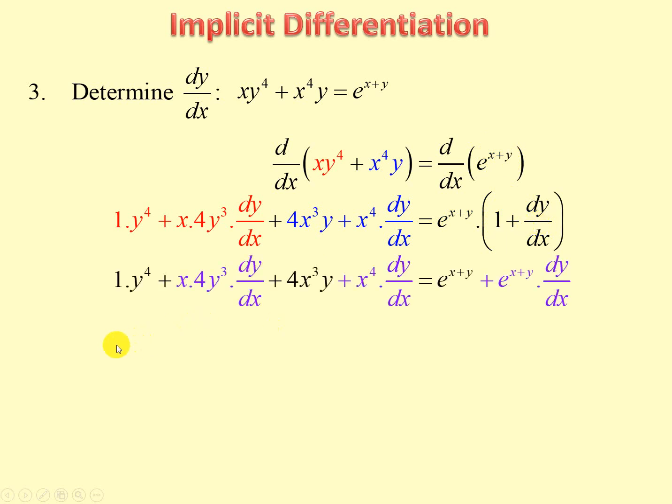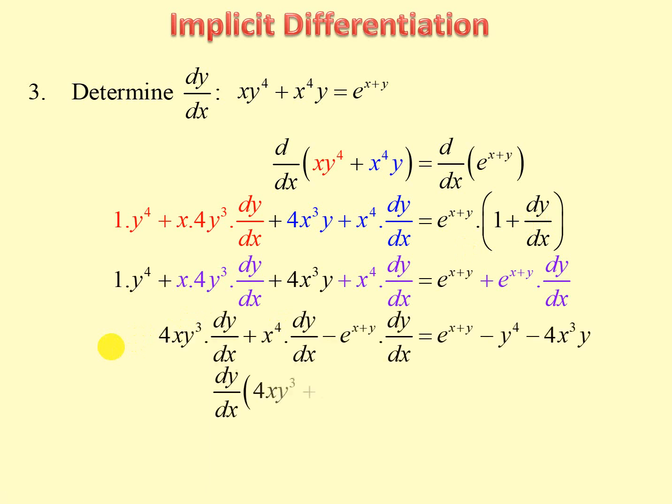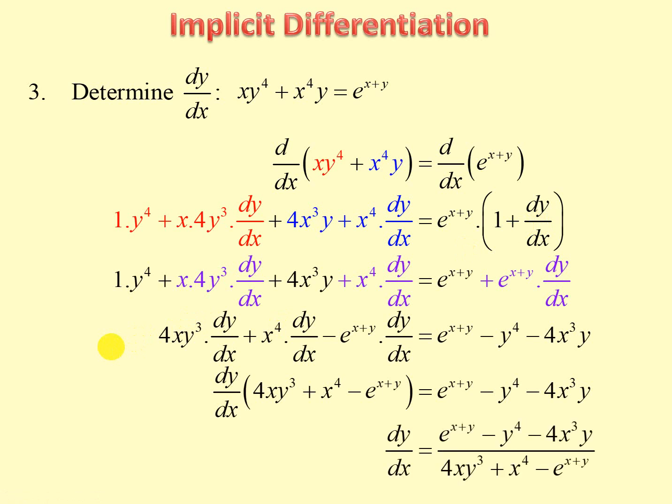Now we're going to multiply out, collect terms with dy by dx's, common factor, and divide. And there is our derivative of that expression using implicit differentiation.